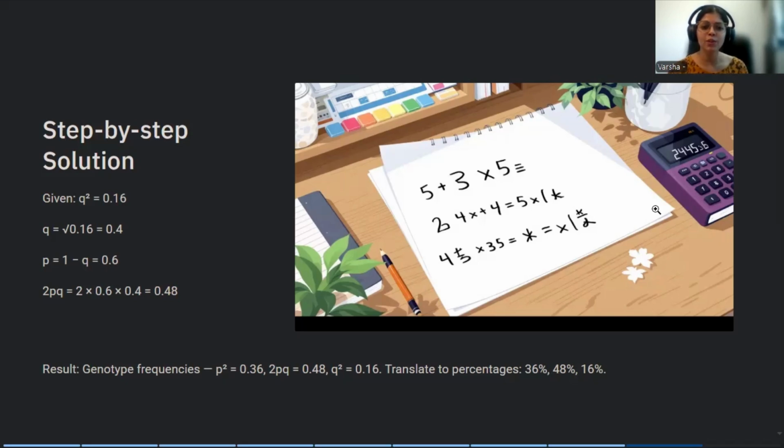So the genotype frequencies become P square, which is 0.6 into 0.6, which is 0.36. 2PQ, we already found, 0.48. And Q square, we already knew, which was 0.16. If you need to translate it to percentage, I know how to do it. I hope you know how to do it.